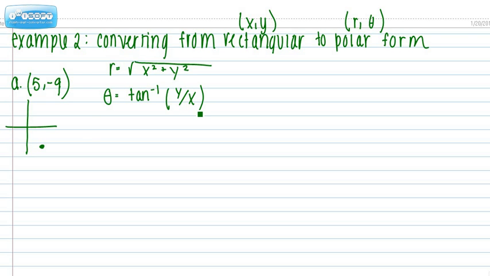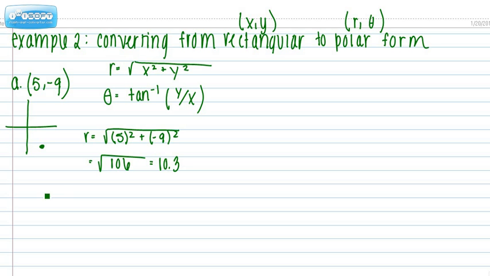Okay, so plugging in our information, I'm going to find r first. So I should get r equals the square root of 5 squared plus (-9) squared. I know that this is 25 plus 81, so that should reduce down to the square root of 106. And if I evaluate that in my calculator, we should get an r value of about 10.3. Okay, so that's the first part of the problem.